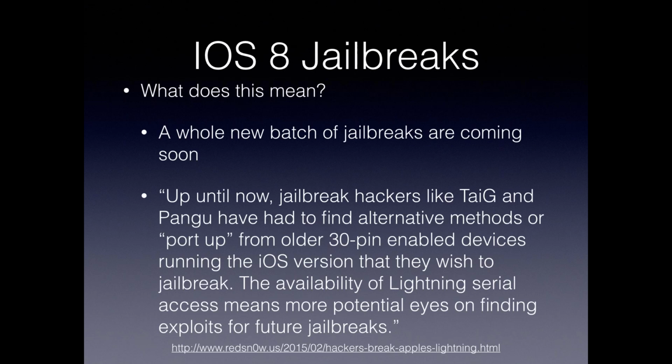So what does this all mean? Basically, a whole new batch of jailbreaks are going to be coming soon. Up until now, jailbreak hackers like Tag and Pengu have tried to find alternative methods, or used something called porting up from older 30-pin enabled devices running the iOS version that they wish to jailbreak. Basically what that means is they took an older device that had a 30-pin connector and installed a newer version of iOS on it in order to gain access to that debug console. The availability of the Lightning serial access means that more potential eyes on finding exploits for future jailbreaks is possible now.